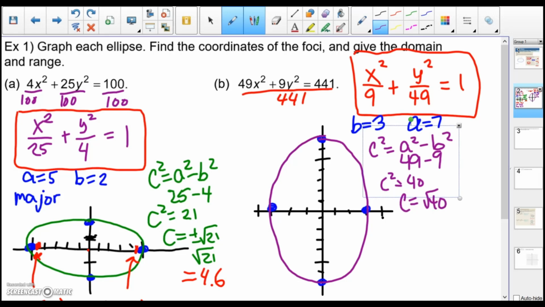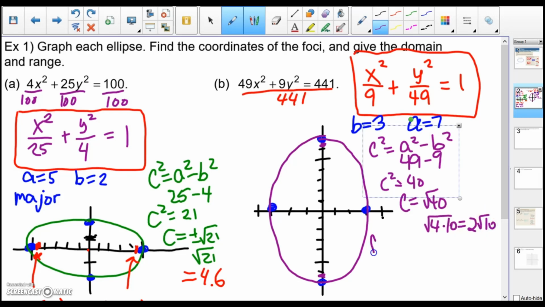And so that's going to be 6 point something. That's going to be right in here somewhere, and down here somewhere. 6.3, 6.4, I think. Okay. So if you reduce that, square root of 40 is 4 times 10. That's going to be 2 times the square root of 10.